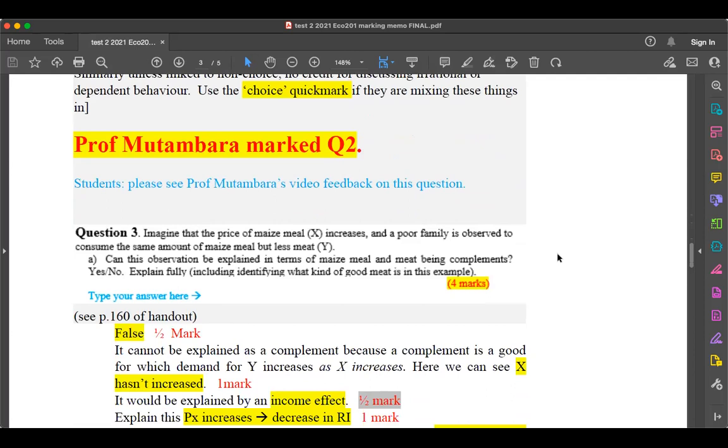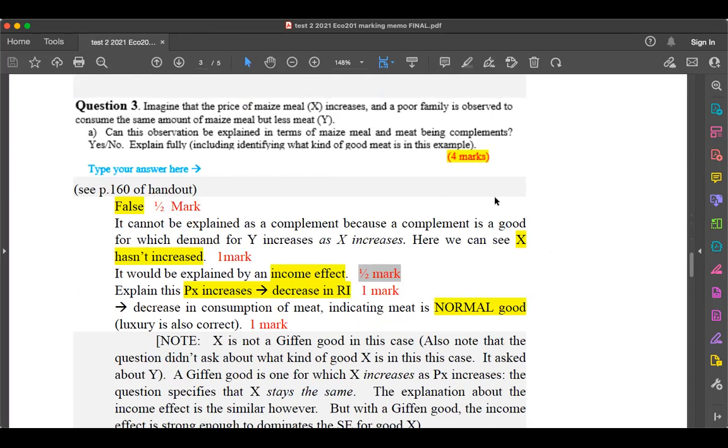So next question, you'll see it right here. We will answer number three, and then letter A. The answer is false, and it cannot be explained as a complement because a complement is a good for which demand for Y increases as X increases. And here we can see that X has not increased. So maize meal and meat are complementary goods, and I think everybody knows that.